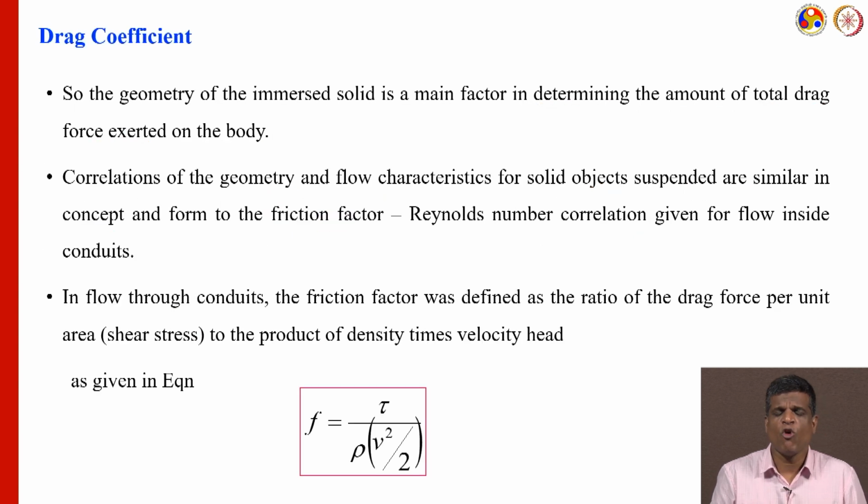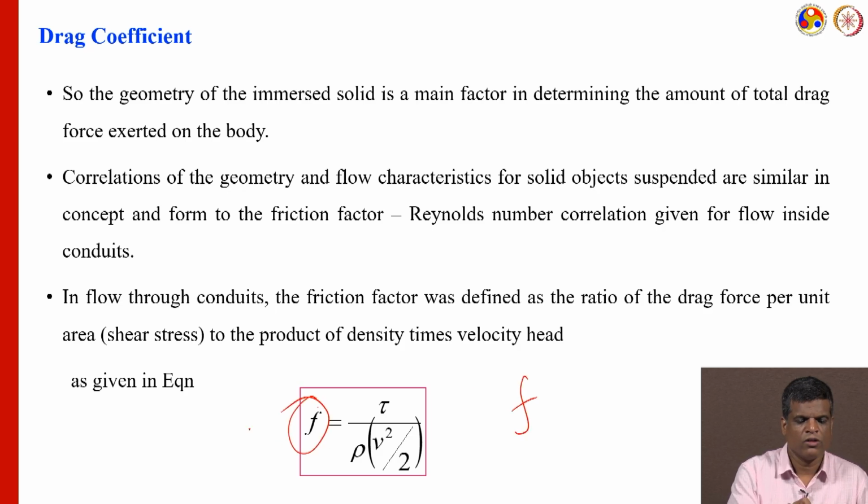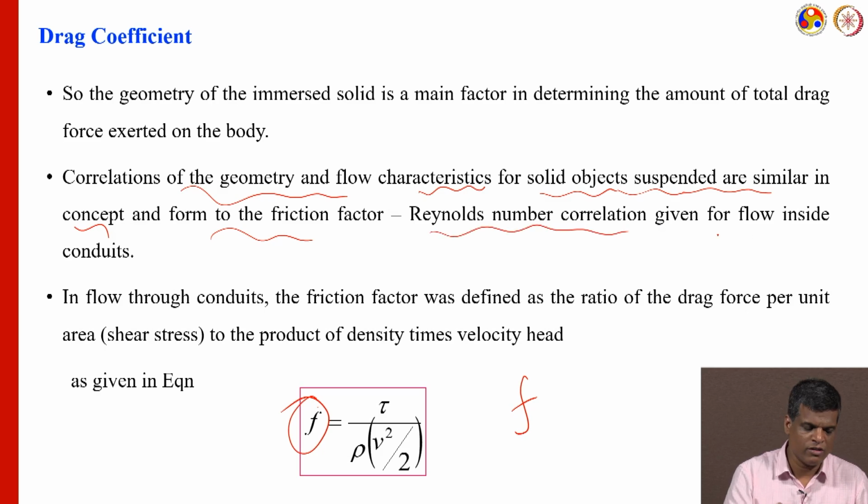So, next is the drag coefficient. We always call f the friction factor. This is the correlation of geometry and the flow characteristics of solid objects suspended in a fluid, formed similar to the friction factor. There is a Reynolds number correlation given for this one.